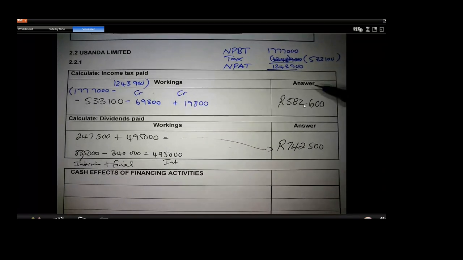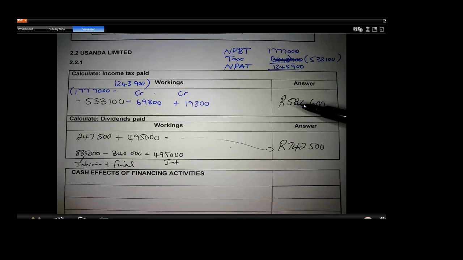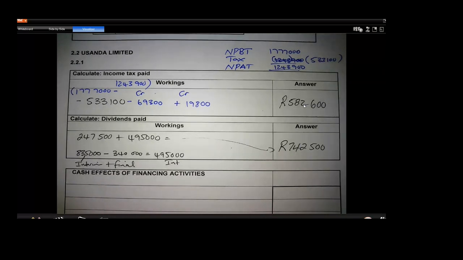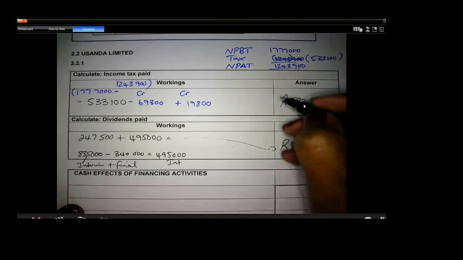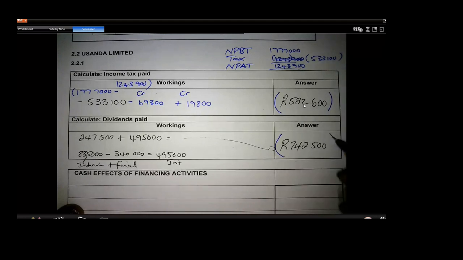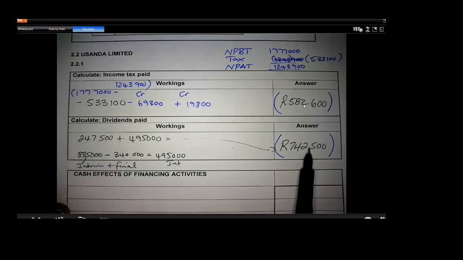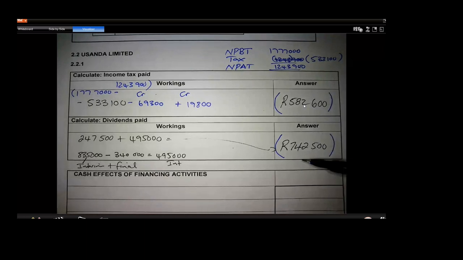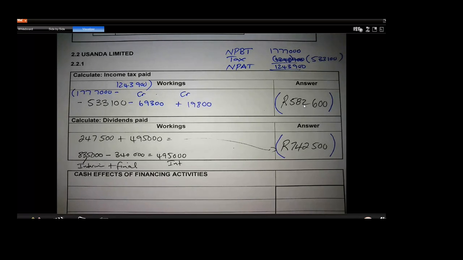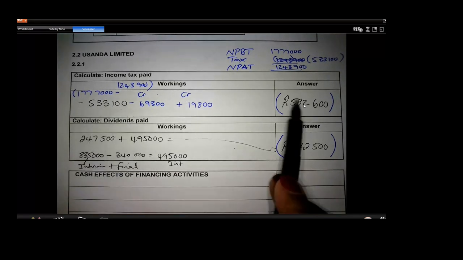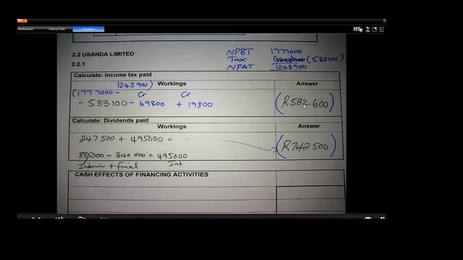But if they ask you specifically in the question to show whether this is an outflow or an inflow, or if you really want to be safe with your answer, then you are absolutely correct. Then I would put both of these answers in brackets to show that on my cash flow, my income tax paid is going to be in brackets and my dividends paid is going to be in brackets. On this question, they weren't very clear to show whether it's an inflow or outflow, but this is how I would teach my learners as well: to be safe, show it in brackets. You are absolutely right, because if you do your calculation here, it's going to be in brackets anyway. Okay, so thank you for that comment. I really appreciate it. So let's move on.